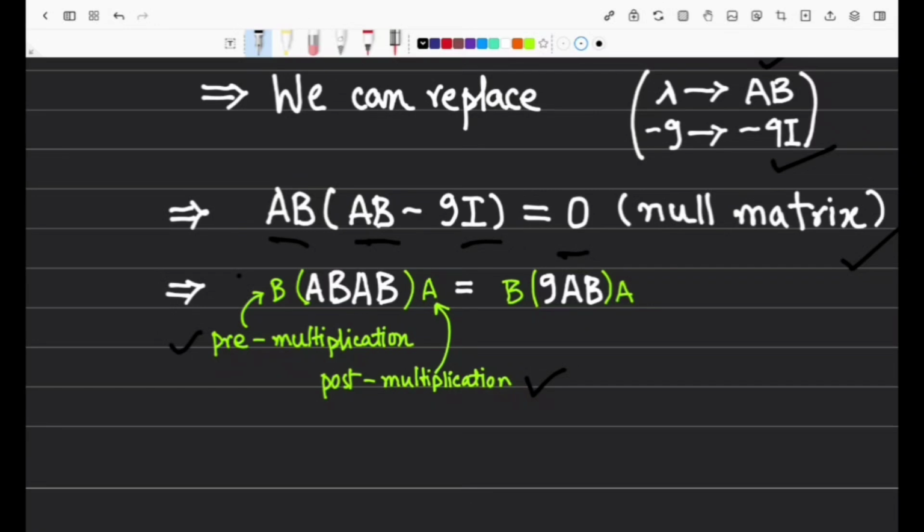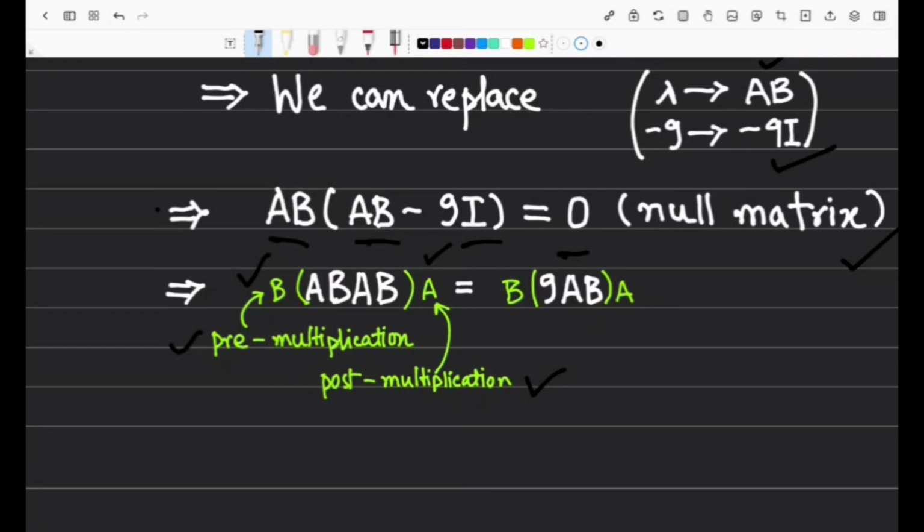What is pre-multiplication is that when you multiply something at the front end of a matrix, and when you multiply something at the post end, it is post-multiplication. That is, at the back end if you multiply something, that is post-multiplication, and at the front end if you multiply something, that is called pre-multiplication. So these are all basics of matrices, and what I have done is I have pre-multiplied the matrix with B and I post-multiplied the matrix with A.